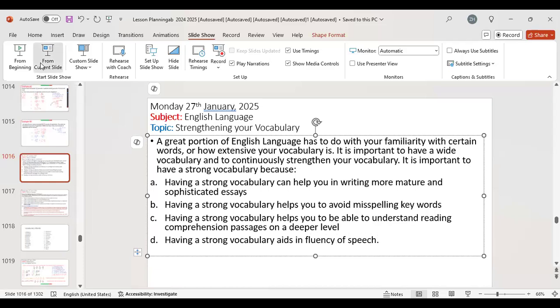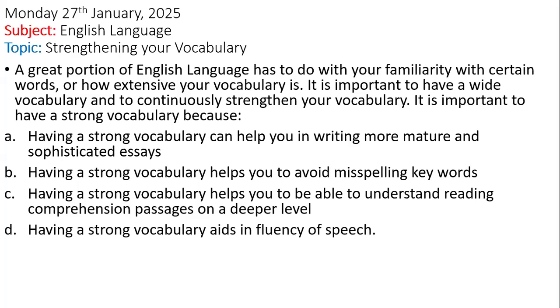Have you ever heard someone reading something and you're like, is that person fluent? No, they're not fluent, right? Why are they not fluent? Because they're not familiar with those words. And so it helps with you being fluent in how you speak and how you read. So having a strong vocabulary is very important with that.